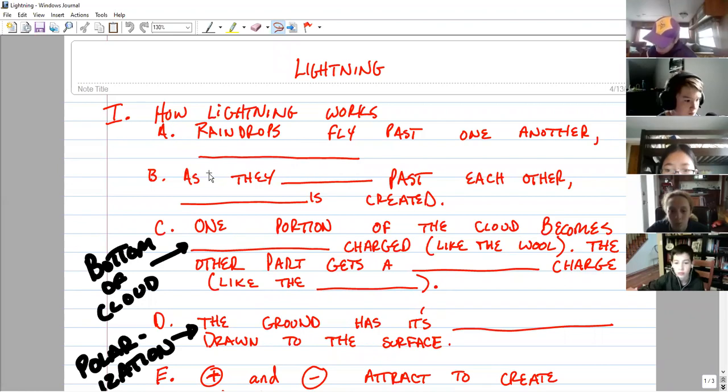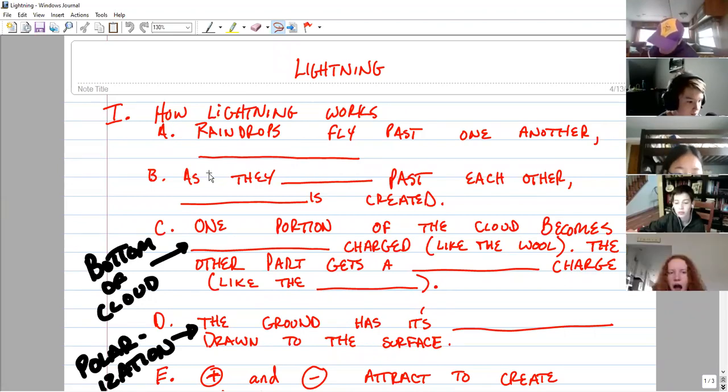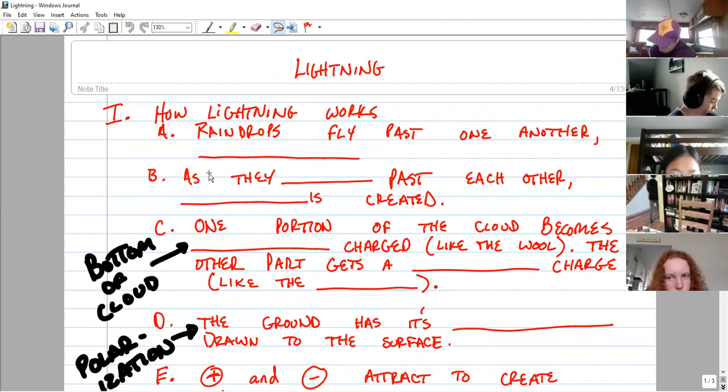And as they slide past one another, what's created? So if these are two raindrops sliding past each other, what's created? What did you create? What do we fill in this blank here with?